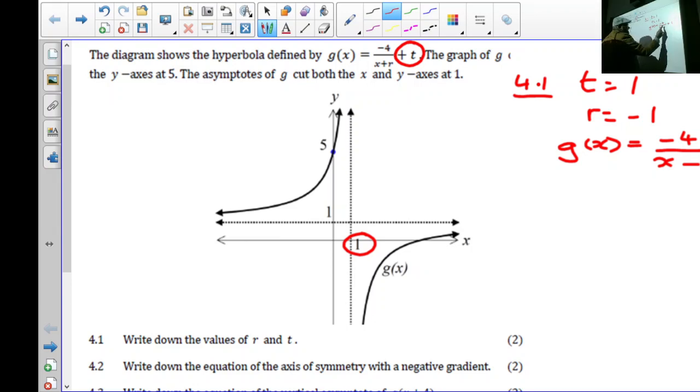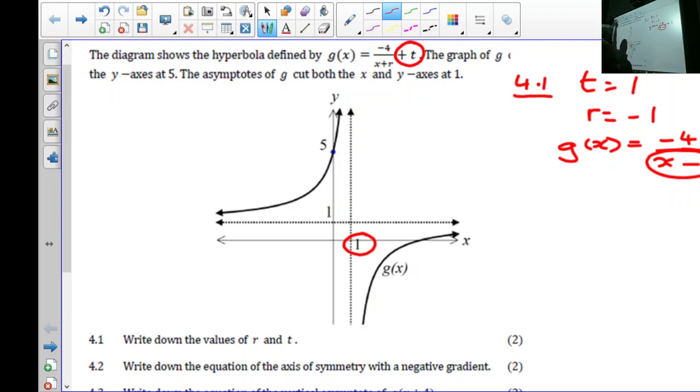And remember that the denominator can't be equal to 0. And when is this denominator equal to 0? When x is equal to 1. And that's where the asymptote occurs. So many students wrote t is equal to positive 1. So watch out for that.